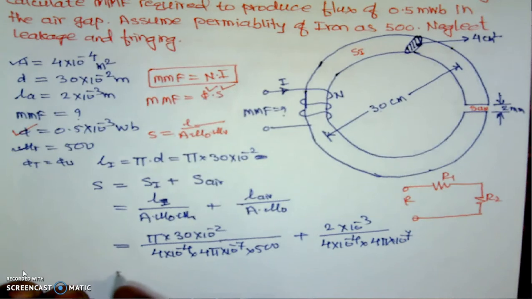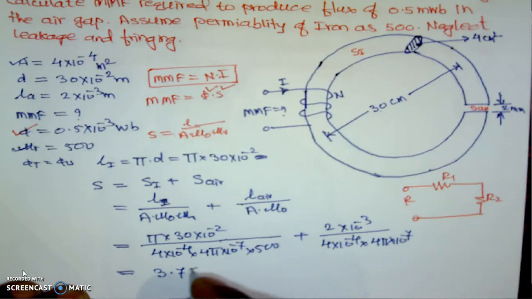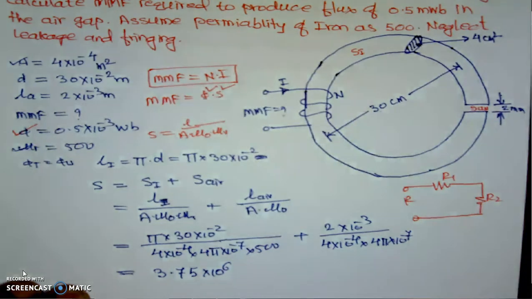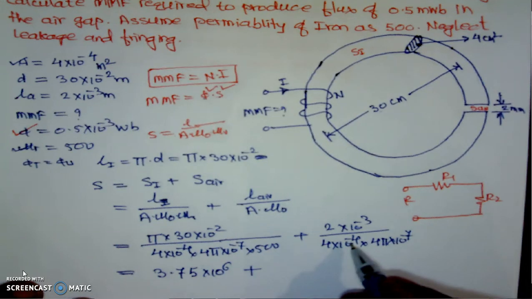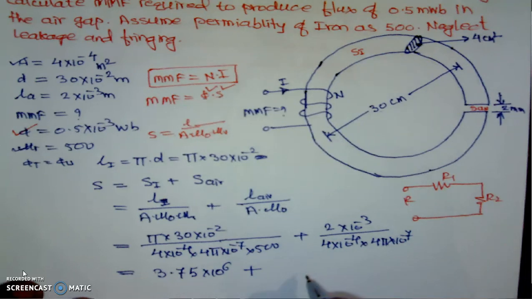Now here, if we are working on this calculation, if I am working on this first calculation by using the calculator, this calculation is found to be 3.75 into 10 raised to the power of 6. This is an approximate value, because here we are cutting out its fractional part, so it is not the exact value, it will be the approximate value, plus the reluctance of the air gap, which as per the calculation is found to be 3.98.